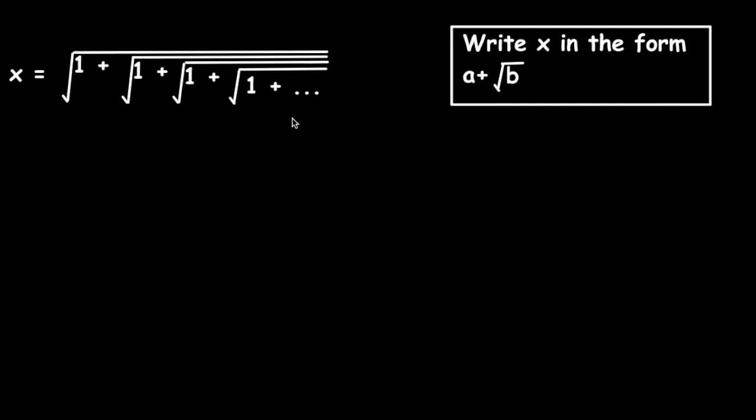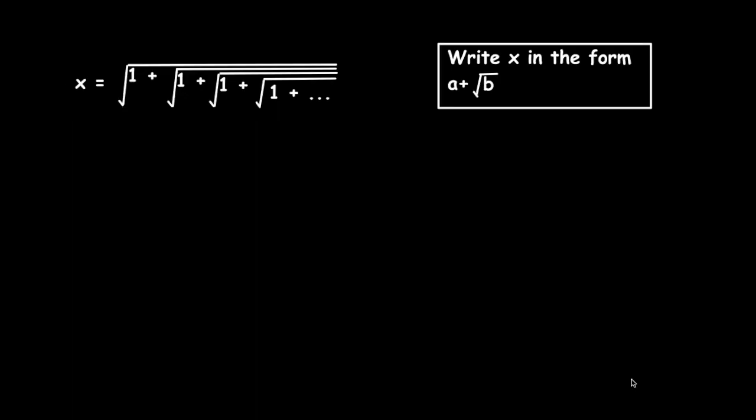So we've got root 1 plus root 1 plus root 1 plus root 1 plus root 1 plus root 1 forever, infinitely many times. That means there are infinitely many nested square roots. Now what the question wants me to do is to write this expression in the form a plus root b, so an integer plus a surd. If you want to have a go with this question, pause it here and off you go.